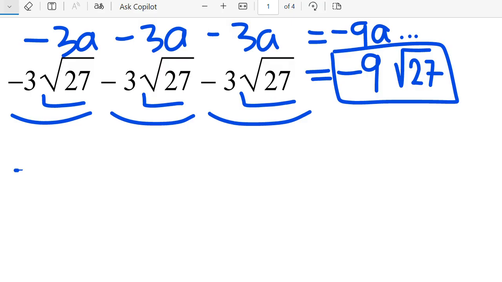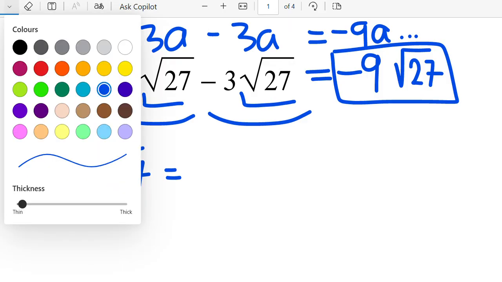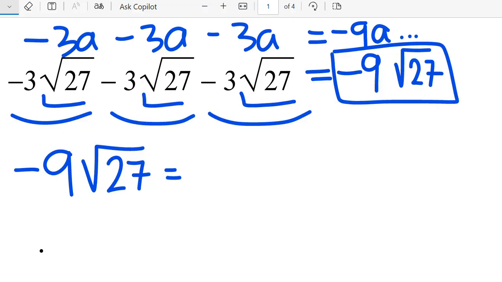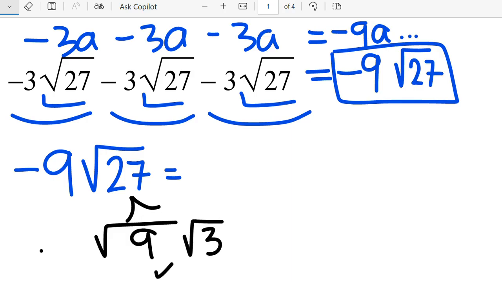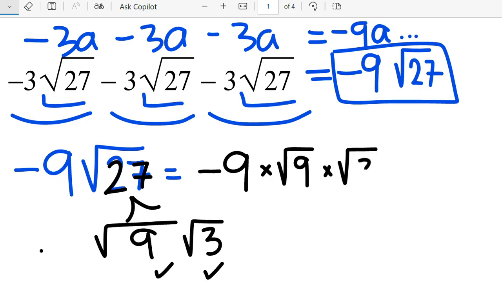But guys, we have negative 9 radical 27. Always double check. Are there two numbers that multiplied will give us 27, but you know square root of one of them? Yep, we can have square root of 9 and square root of 3, right? Because 9 multiplied by 3 will give us 27. Okay, so what do we do then? Minus 9 multiplied by square root of 9 and square root of 3.